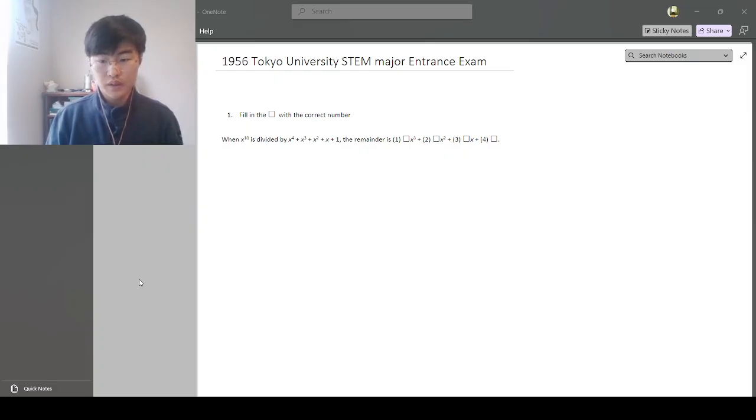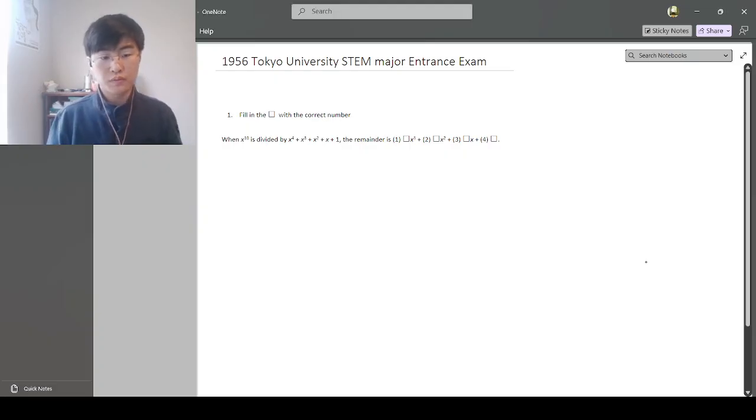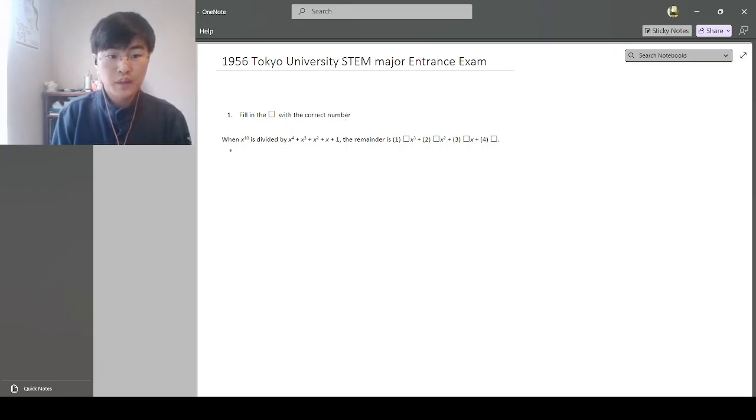Okay, so to begin with this problem, we have: fill in the blank with the correct number. When x to the power of 10 is divided by x to the power of 4 plus x to the power of 3 plus x to the power of 2 plus x plus 1, the remainder is blank x to the power of 3 plus blank x to the power of 2 plus blank x plus blank. So from the looks of it, these blanks are going to be the constants in front of these, and then finally a remainder constant.